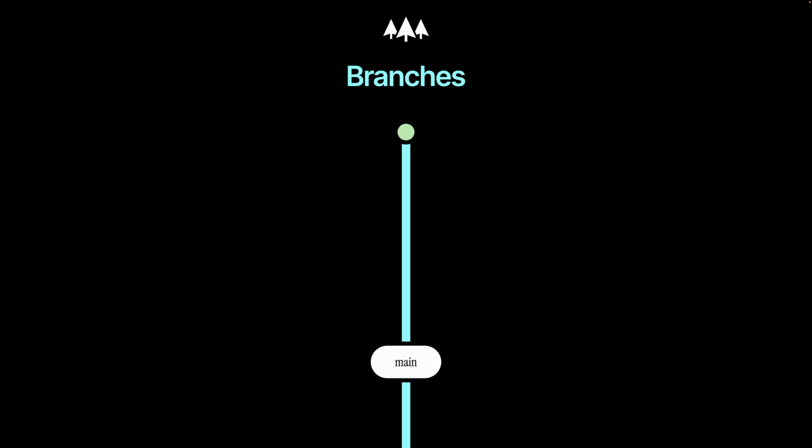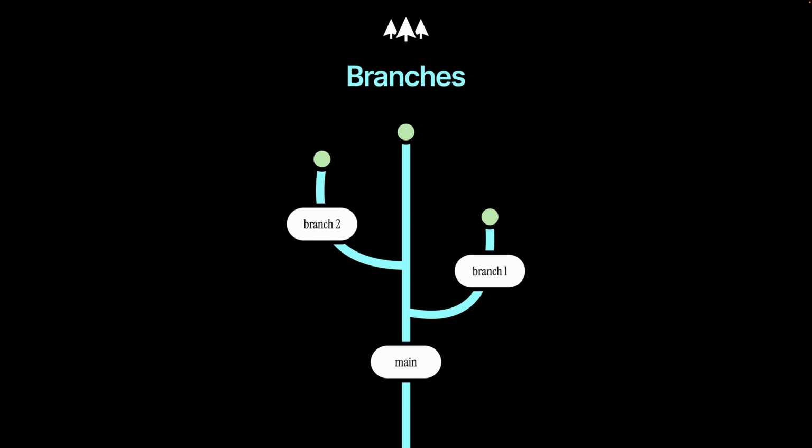Branches work like branches on a tree. Your main branch is the trunk, and new branches grow from this trunk. When you've finished working on a branch, you can merge it back into the trunk via a commit. When a branch is merged, it becomes part of the trunk.